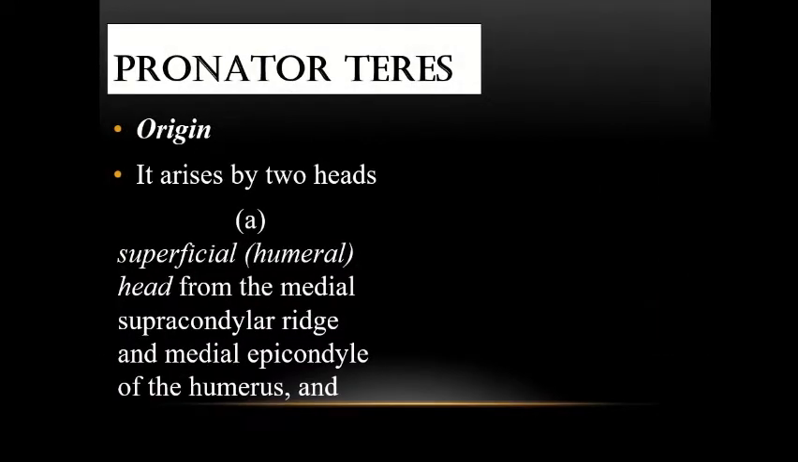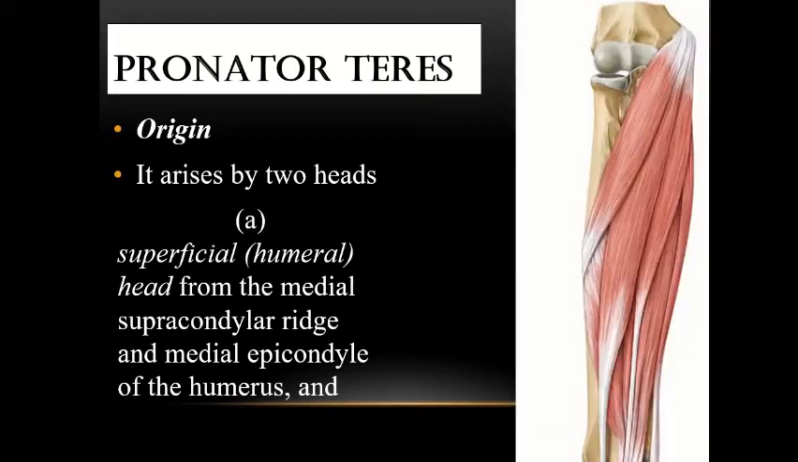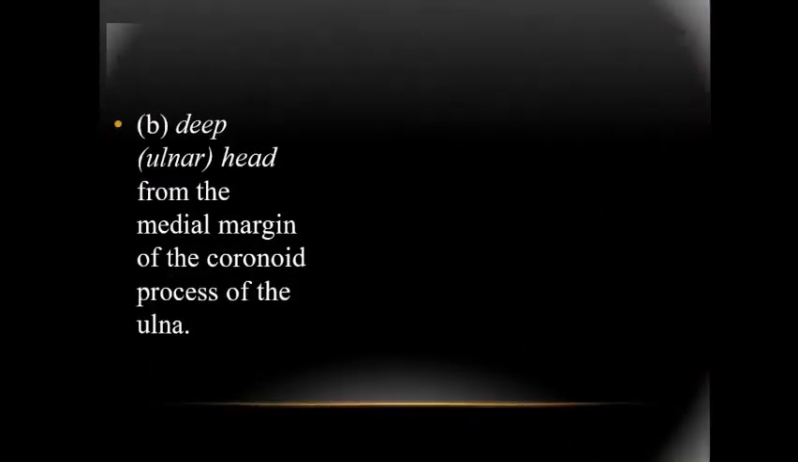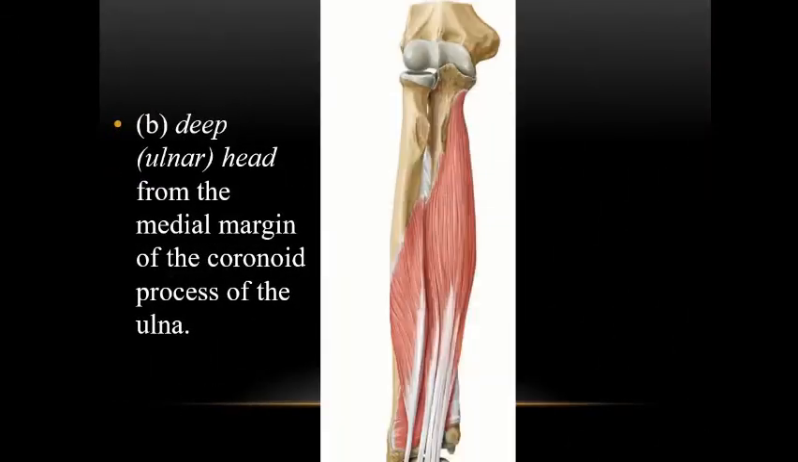So we are going to discuss all the muscles one by one. First one is the pronator teres. The origin: it is arising by two heads, the humeral head and the ulnar head. The humeral head is arising from the medial epicondyle of the humerus and the medial supracondylar ridge. Whereas the ulnar head is coming from the medial margin of the coronoid process of the ulna. Here you can see that medial margin of the coronoid process of the ulna, which is giving origin to the ulnar head of pronator teres.